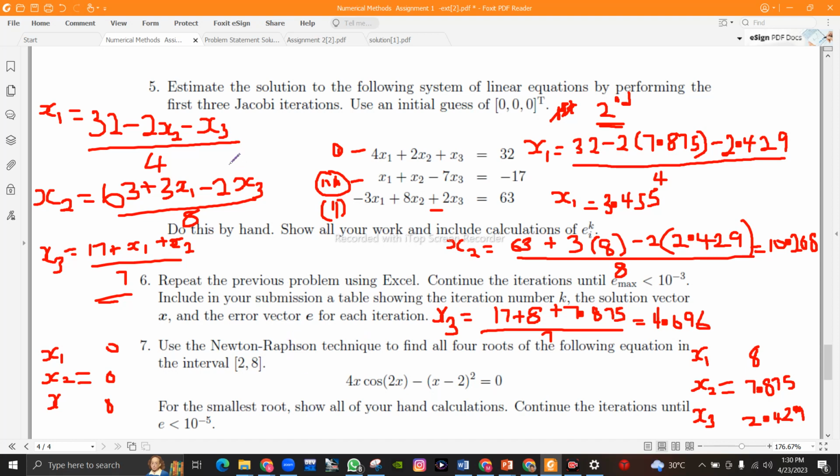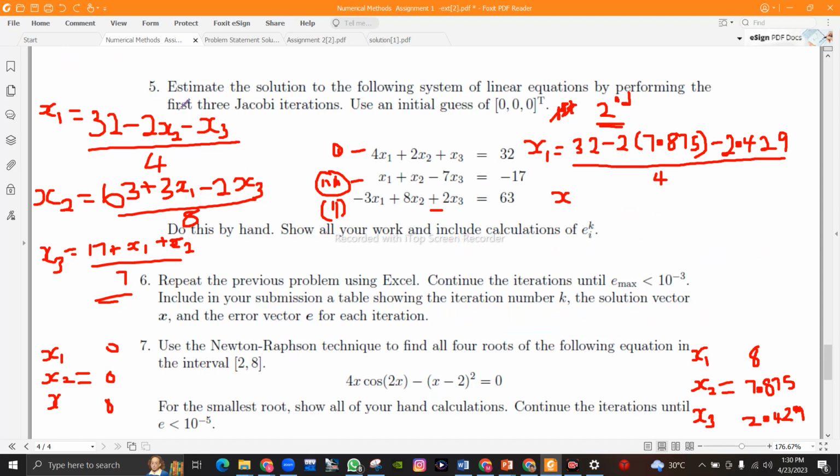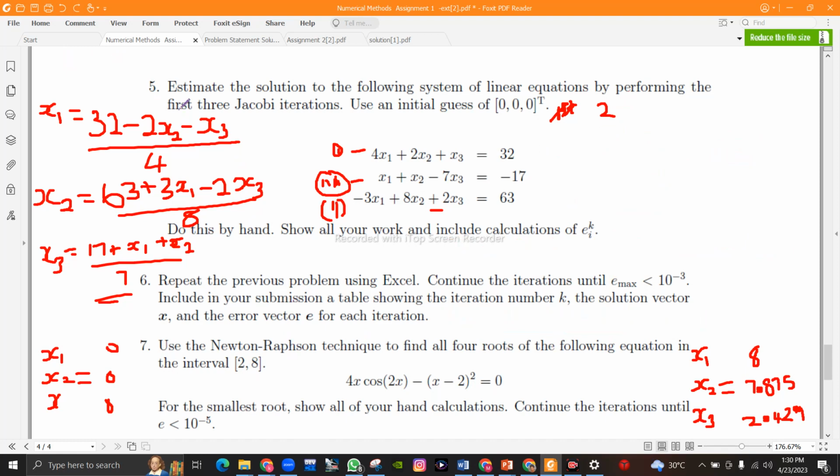So we've now our new x1, x2, and x3. So we need to calculate the error. Now our new x1, x2, and x3 are already there. Let's write our new x1 here, next to the previous x1. The x1 that we just got now is 3.455.